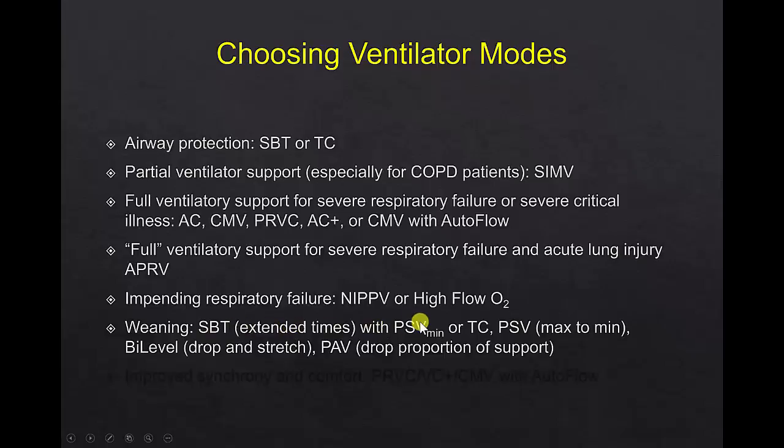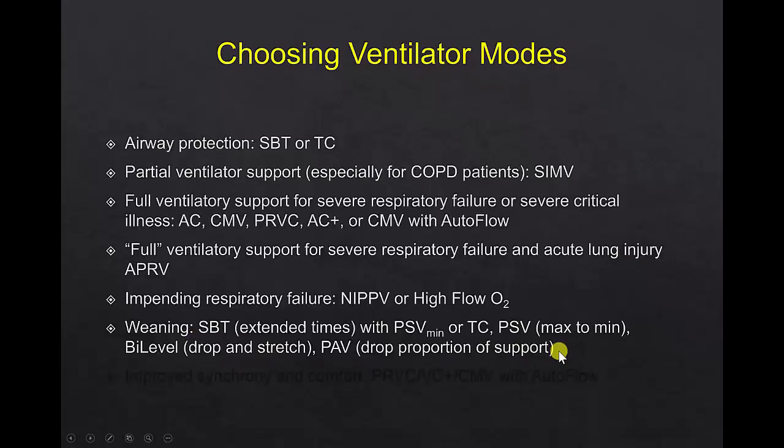We could either use a low pressure support or tube compensation to compensate for the endotracheal tube. If we wean, we can also wean with pressure support going from maximum to minimum, and we can wean with bilevel by dropping the high pressure and stretching out the interval, or we can wean with proportional assist ventilation by dropping the proportion of support. That was one of the ventilator modes I showed you just a few minutes ago. So we have all of these methods of weaning.